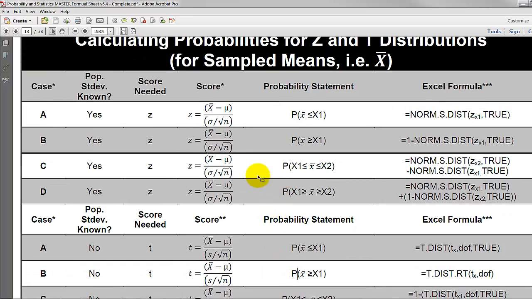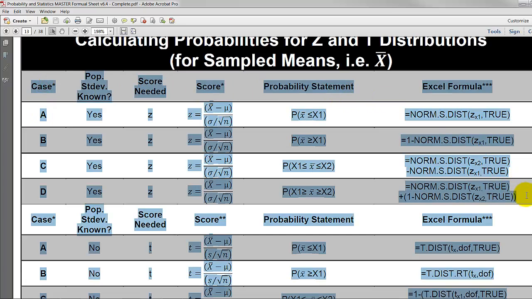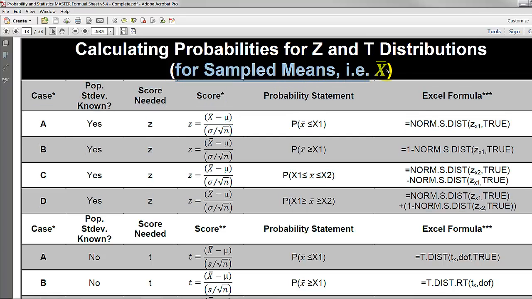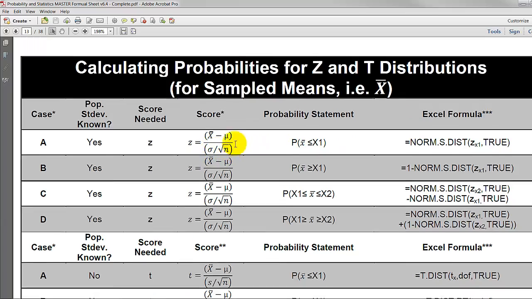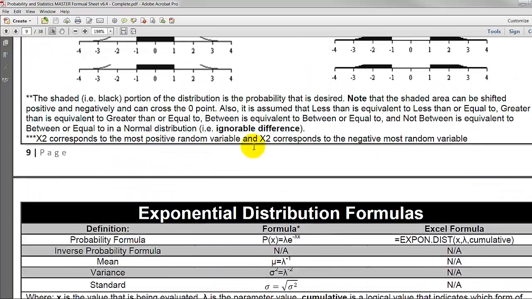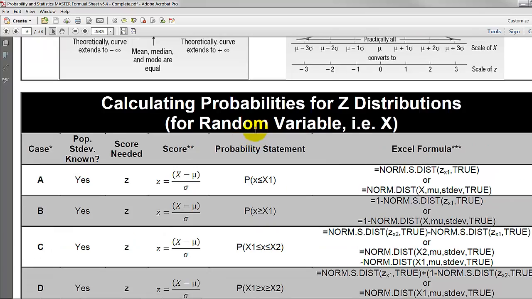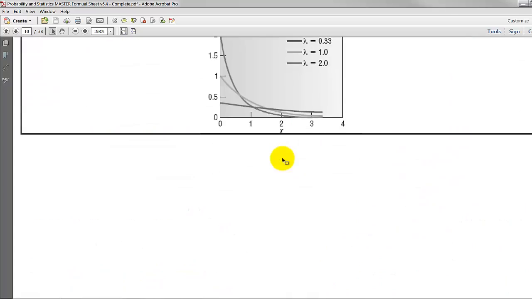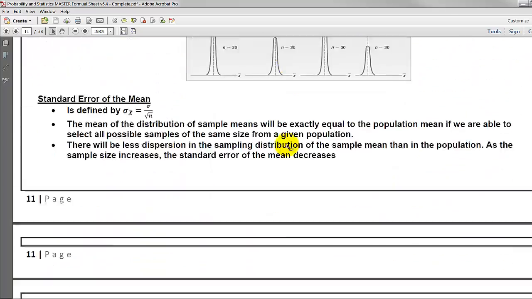So we're up in this portion of the table, specifically calculating probabilities for Z and T distributions for sampled means, i.e. X bar. That's not to be confused with the table above, and I apologize for the scrolling, where we're calculating probabilities for Z distributions for random variables. We're dealing with X bar, not X. So let's go back down to the formulas that we need to use.